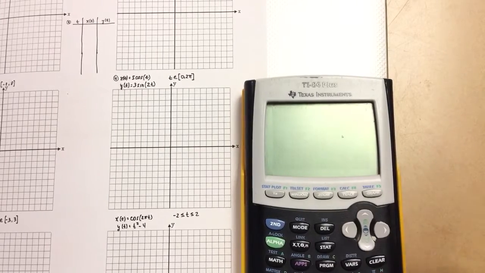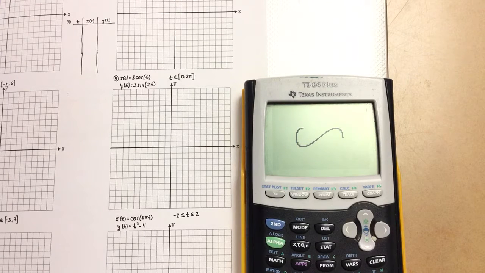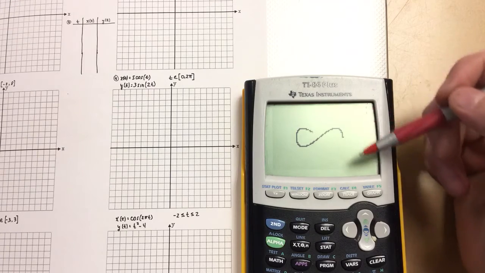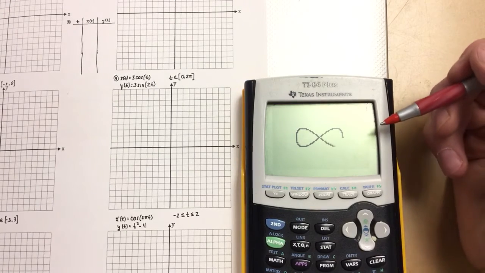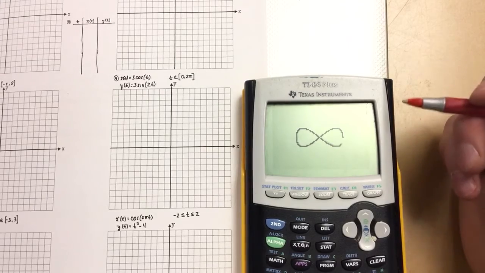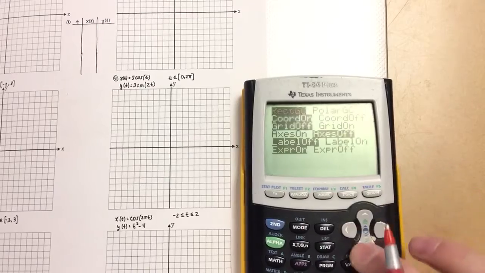So if we make it 0.01, there it goes. And it takes its time. So now it's going a little bit slower because it's plotting 600 points. And it's plot a point, connect a line, plot a point, connect a line, plot a point, and so forth. So the t step, there's a balance between large numbers and small numbers, depending upon what we have. I'm going to turn my axes back on.